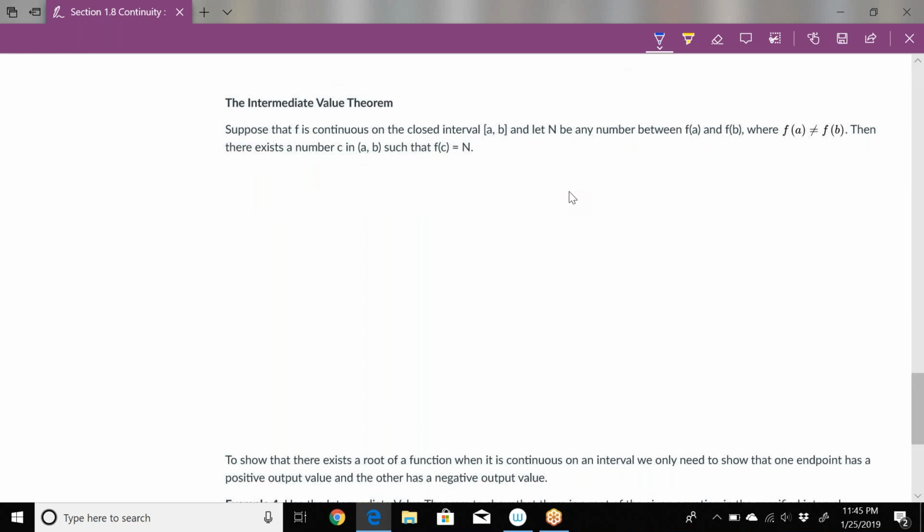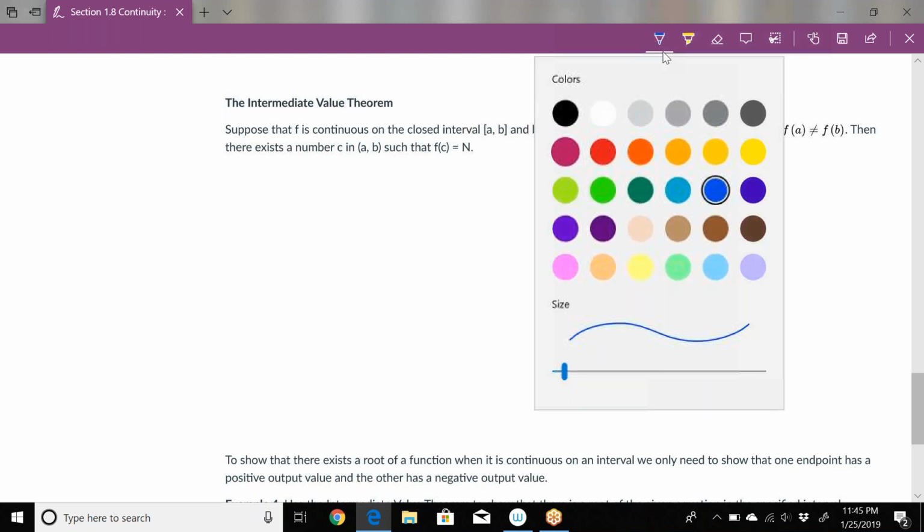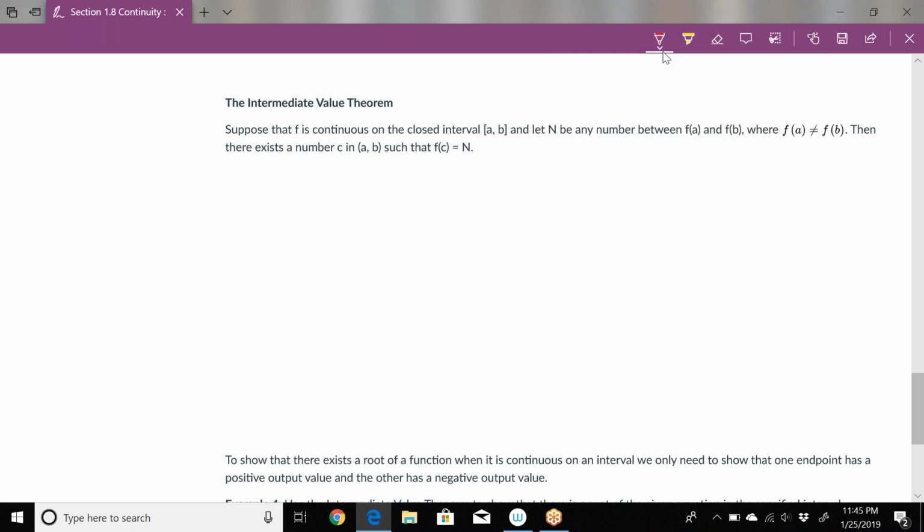Then there has to exist a number c in the open interval (a, b) such that f of c equals n. For some reason, the graphic for this did not show up, even though all my other graphs did. I'll try to reload that.